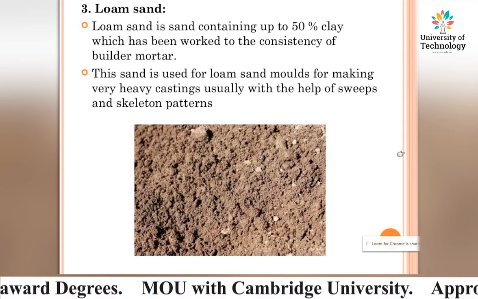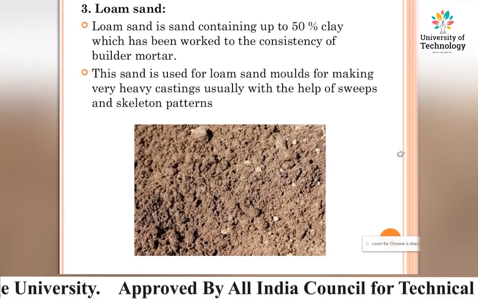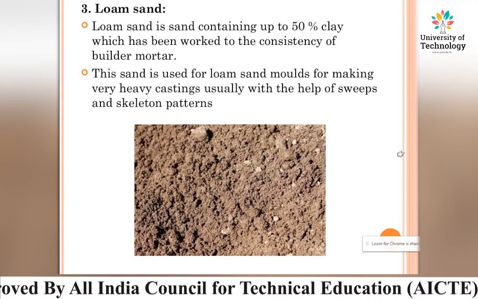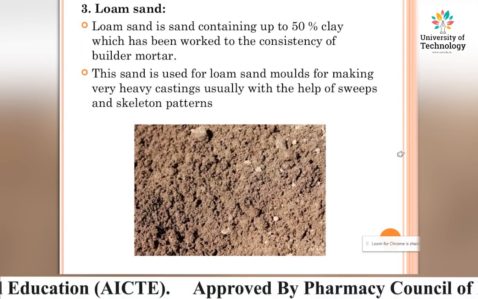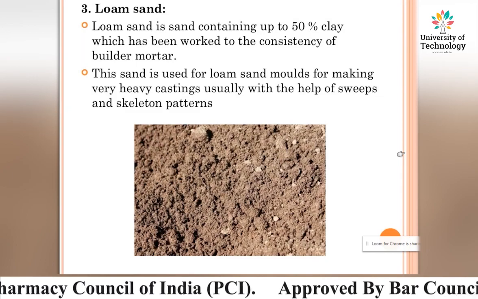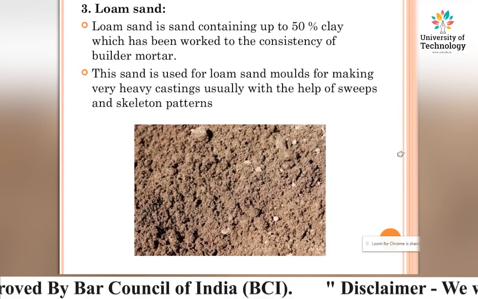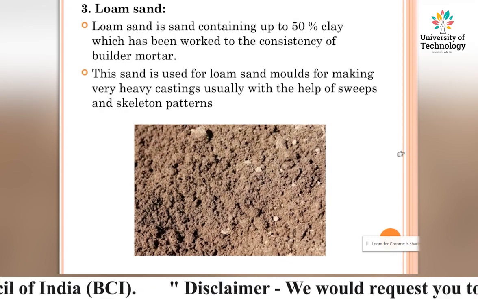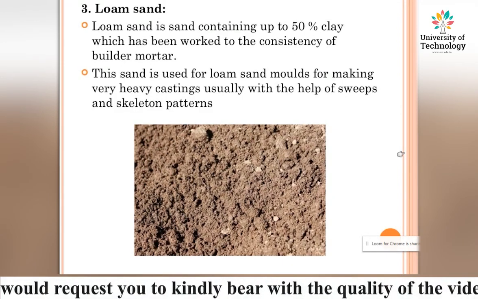Third one, loam sand. Loam sand is sand containing up to 50% clay which has been worked to the consistency of builder's mortar. This sand is used for loam sand molds for making very heavy castings, usually with the help of sweeps and skeleton patterns. Here is the figure of loam sand.